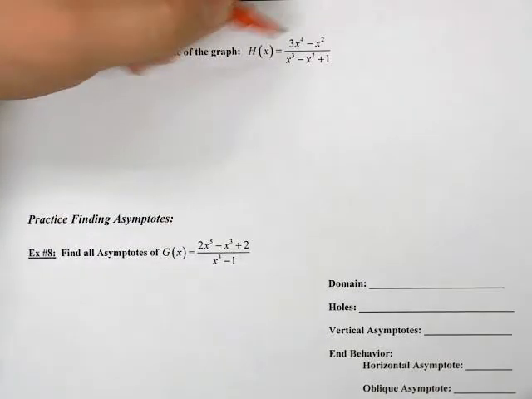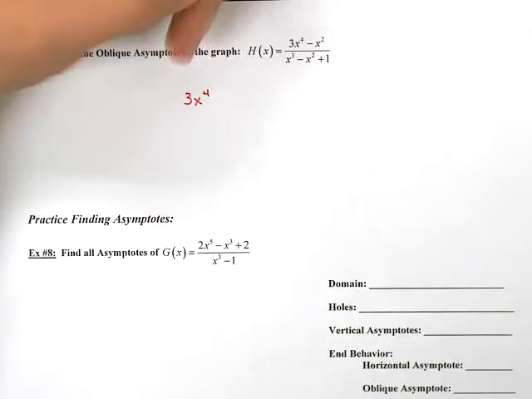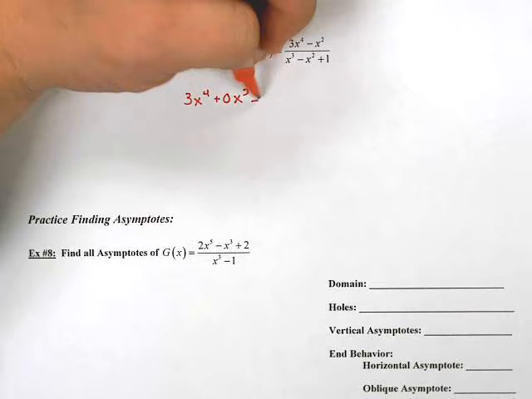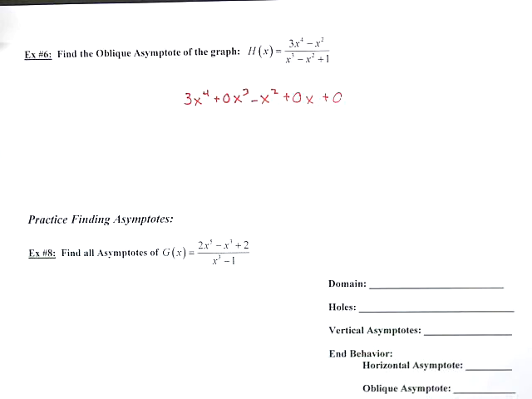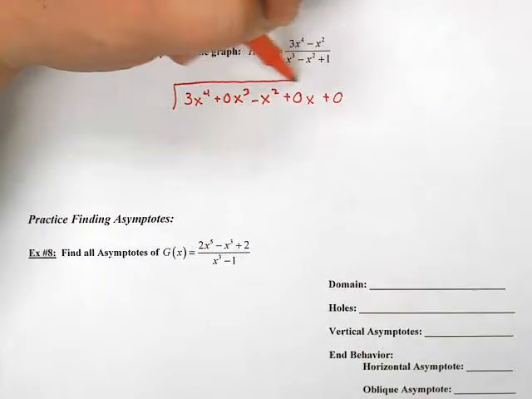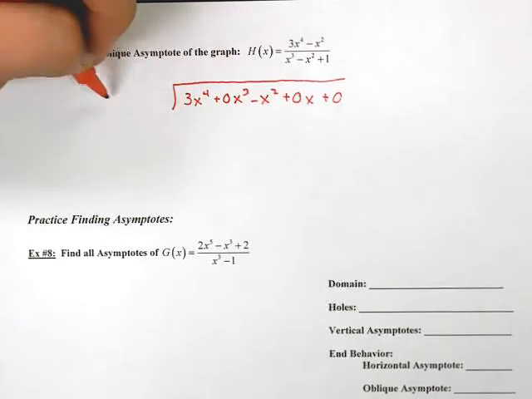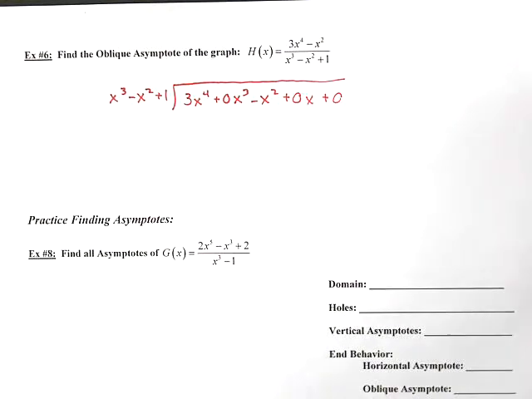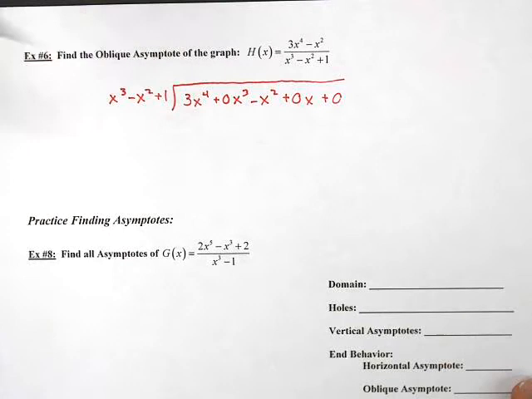So we write our dividend, 3x to the fourth. Remember to put all of those placeholders in. I don't have an x cubed, so I'm putting 0x cubed minus x squared plus 0x plus 0. I want to put all those placeholders in just so I can see what's going on throughout the entire problem. And I'm dividing this dividend by my divisor, x cubed minus x squared plus 1. Now we know the tricks here. We know what we're supposed to do. We just did this. We need to figure out what this x cubed is missing to make it look like 3x to the fourth.